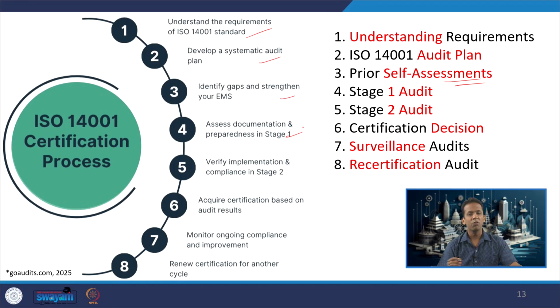Then you do the stage 1 audit and stage 2 audit before implementation, and then acquire certification based on the results of audit. Those 2 stage audits will give us results, and based on those results we can apply for certification. Once there is a decision on certification, you do the surveillance audits and recertification audit. So, whatever compliance or improvement is ongoing needs to be monitored, and if there is a need for renewing the certificate for another cycle, that also can be taken into account after the monitoring and auditing stage. So, that is the step by step process for applying for ISO 14001 certification.